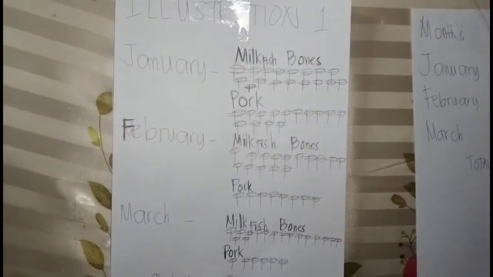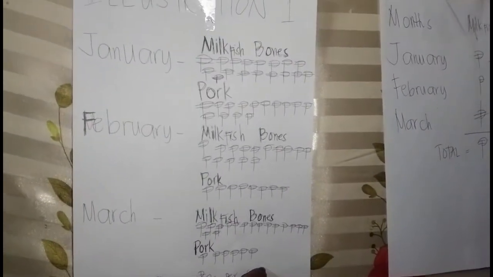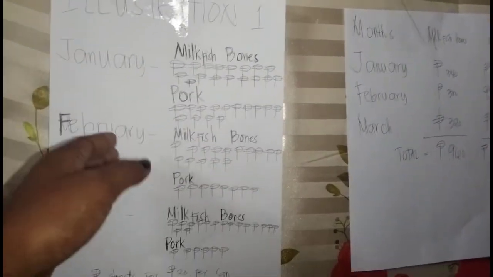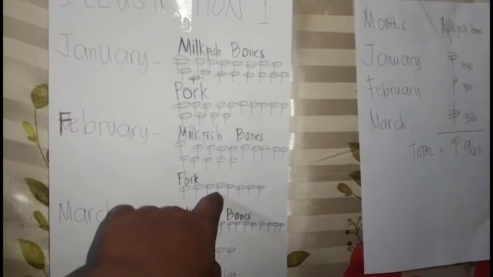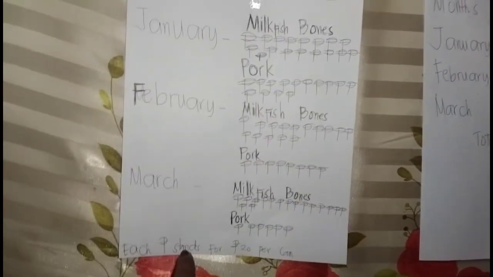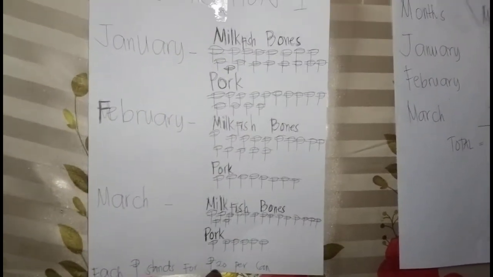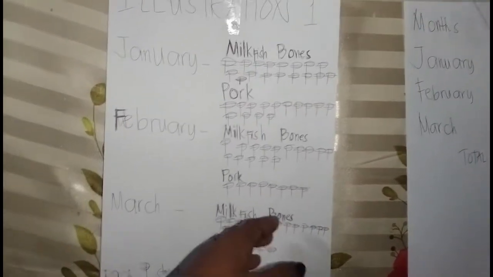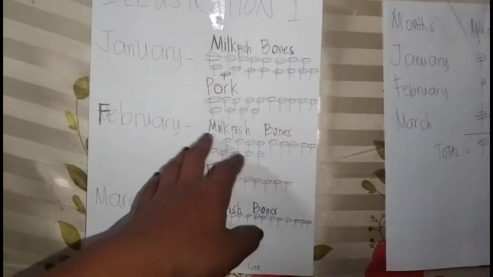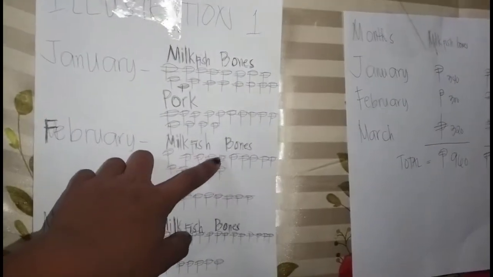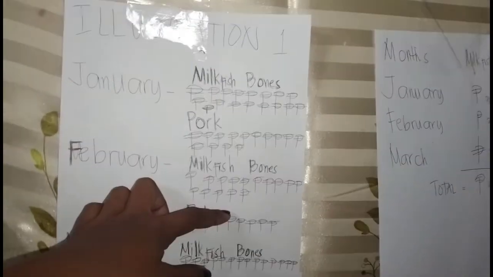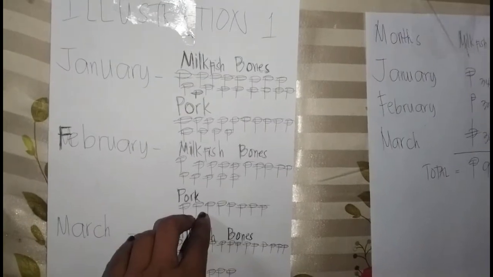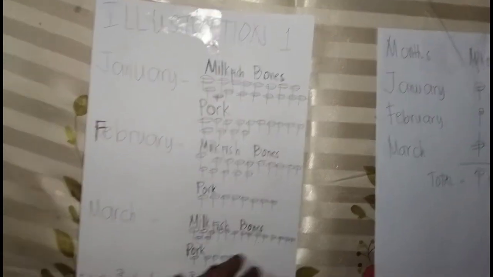Each peso sign here stands for 20 pesos per can. So we have 15. And the pork is 8 peso signs. Each peso sign stands for 20 pesos per can. So for the month of February, our milkfish bones total is 300 and the pork is 160 pesos.